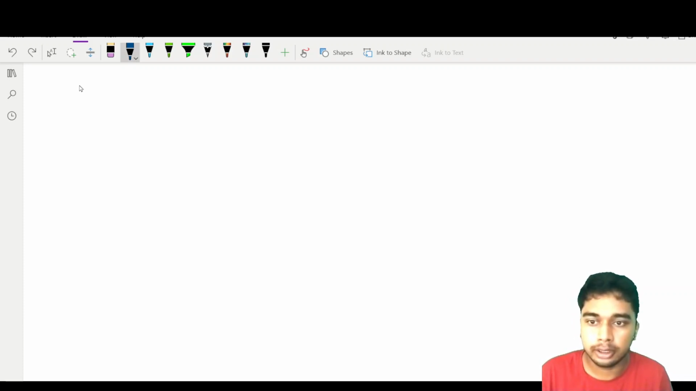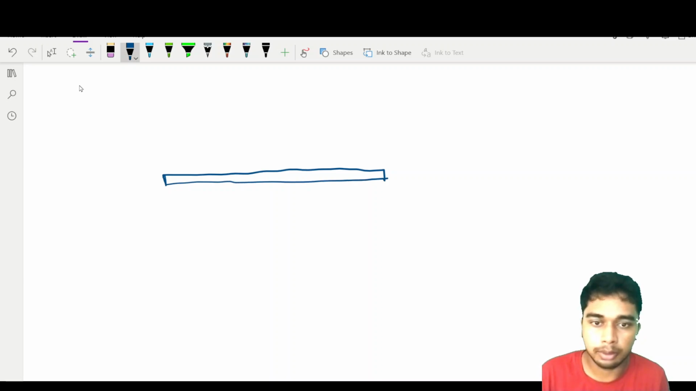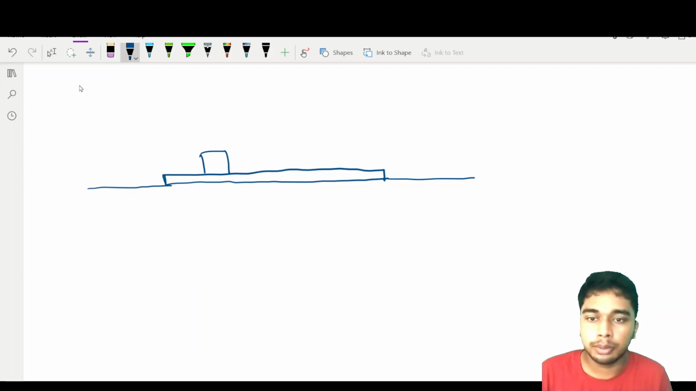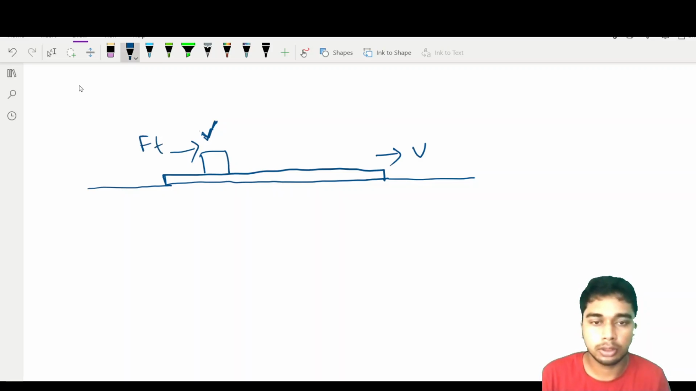I considered a plank and box problem. For example, this is a plank and this is placed on the ground, and there is a block on this. So, for example, this plank is moving with velocity v. So, what will happen? For example, I am also considering that there is a force F is acting on this block.